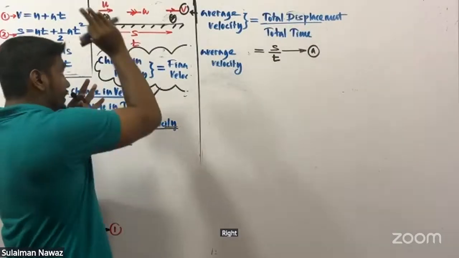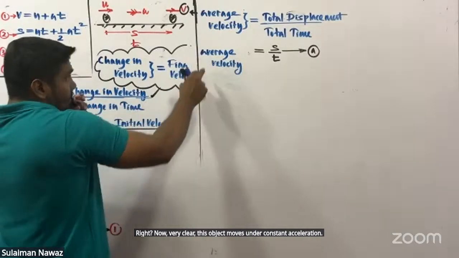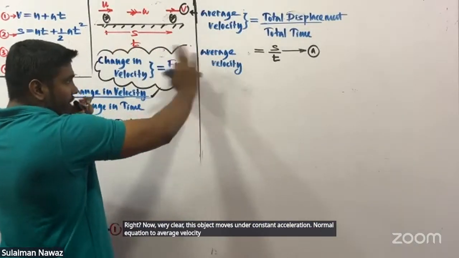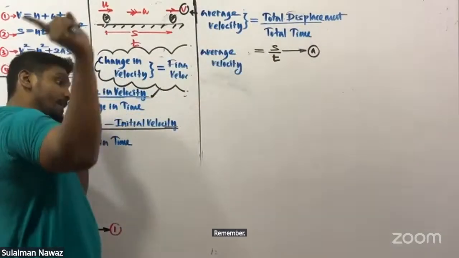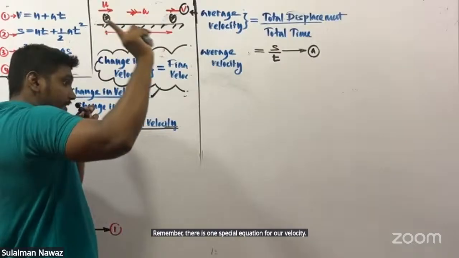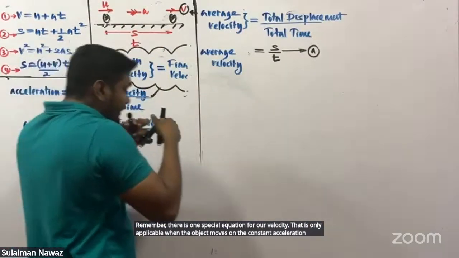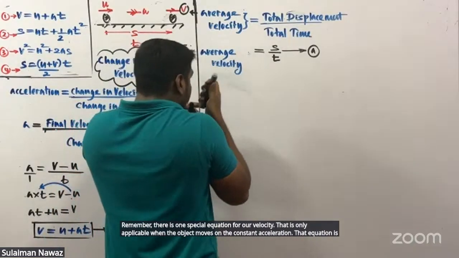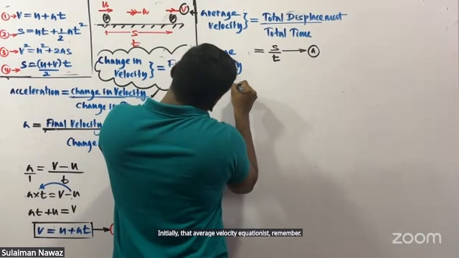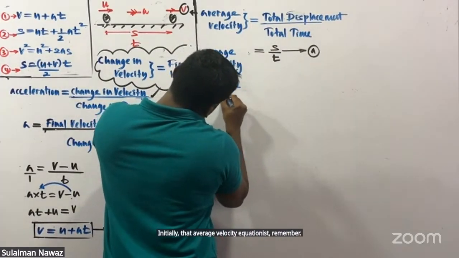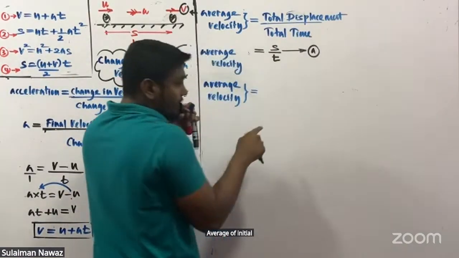Right? Now, very clear, this object moves under constant acceleration. The normal equation for average velocity, the most popular equation, is total displacement over time. Remember, there is one special equation for average velocity that is only applicable when the object moves under constant acceleration. That average velocity equation is the average of initial and final velocities.